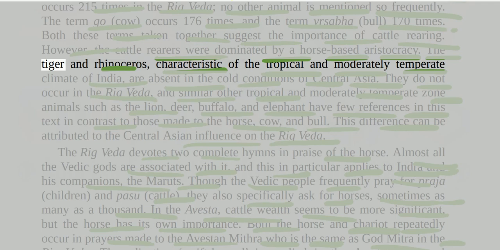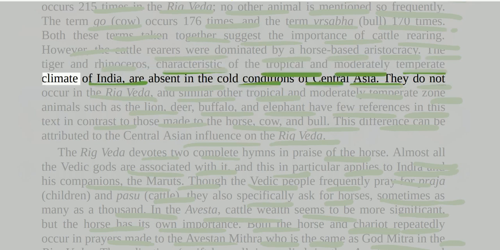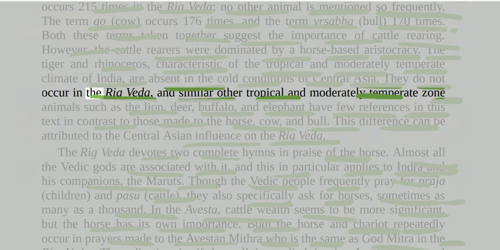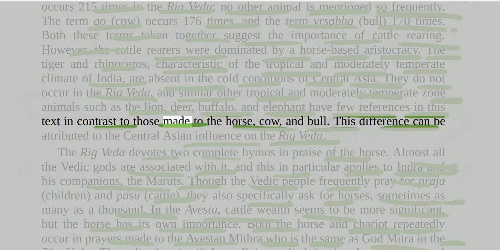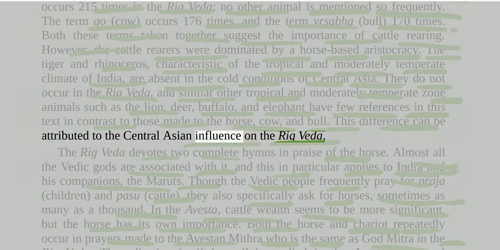The tiger and rhinoceros, characteristic of the tropical and moderately temperate climate of India, are absent in the cold conditions of Central Asia. They do not occur in the Rig Veda, and similar other tropical and moderately temperate zone animals such as the lion, deer, buffalo, and elephant have few references in this text in contrast to those made to the horse, cow, and bull. This difference can be attributed to the Central Asian influence on the Rig Veda.